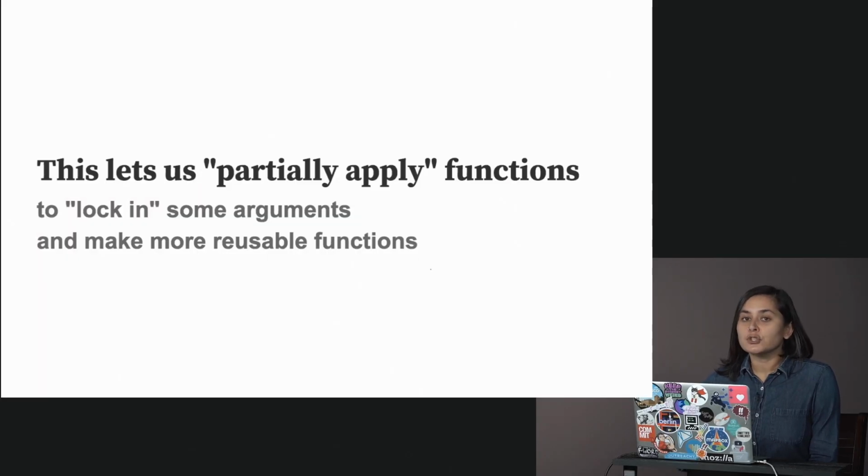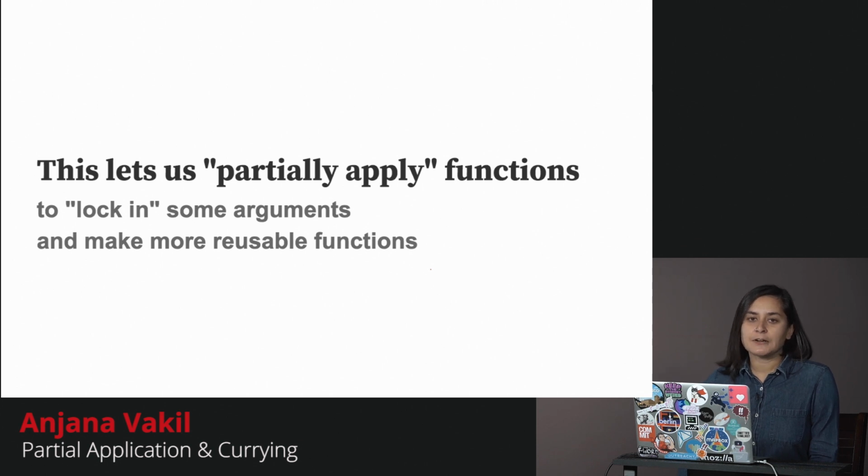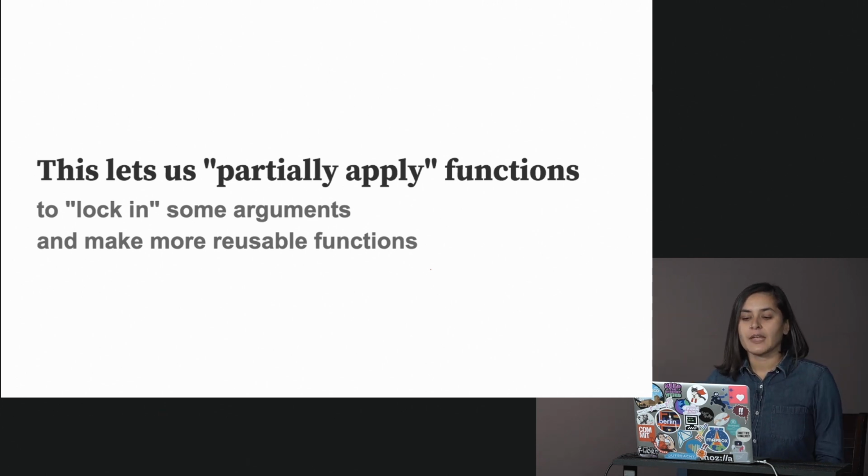So what this lets us do is take a function which takes multiple arguments and lock in some of the values. Another way of saying this is it lets us partially apply a function. Apply in the functional programming world is kind of a word like call a function. And so partial application is this notion of remembering certain arguments and being able to then reuse functions more easily because I don't have to keep passing in the same value over and over again.